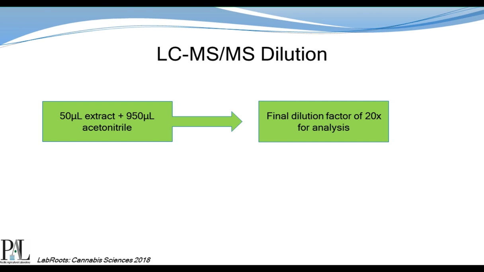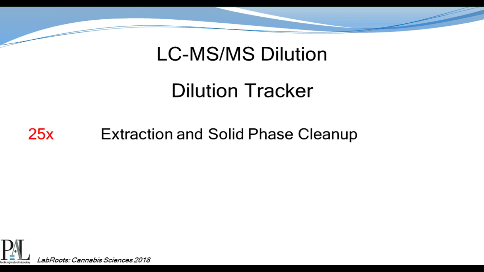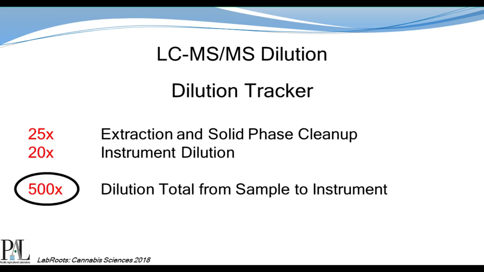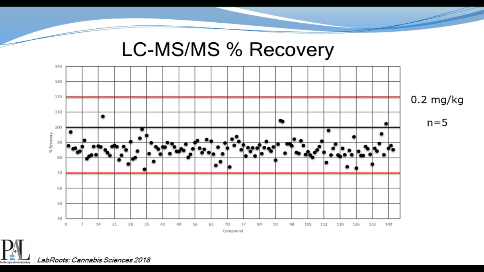Okay, this one's a little bit less impressive than the GC one. And so we're basically doing 50 microliters of our extract into 950 microliters of acetonitrile, gives us 20x dilution. We'll turn the tracker on again, and we got 20x coming from here. And this goes pretty quick. We've got 25x coming from our initial extraction, same as before, with a 20x dilution factor prior to analysis. So we're back at that 500x dilution from the sample to the instrument. This is what allows us to deal with the co-extracted materials, the matrix suppression. And we've got another vial picture. On the left, you've got the initial extract, and on the right, you've got the 20x dilution.